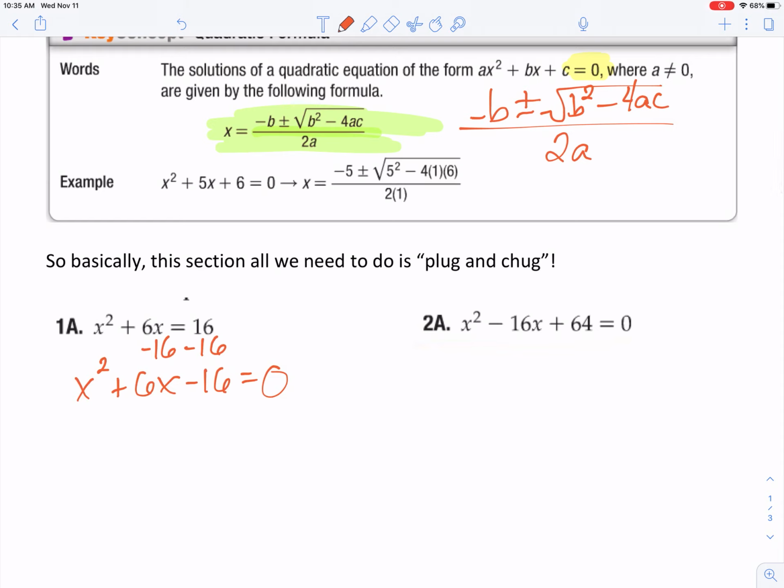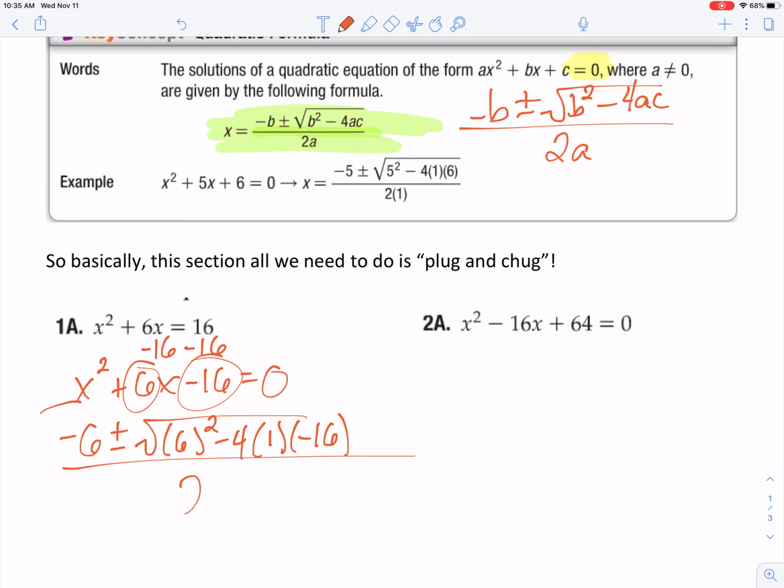For negative b, look at the b value. That's 6. Negative 6 plus or minus the square root of 6 squared minus 4. What's my a value? Because there's not a number written here, that means your a value is going to be 1. Then the c value is negative 16. Watch out, if it says minus, that means your number is negative, so make sure you grab that negative sign with it. Over 2 times 1. Like I said, it's a little tedious to solve, but it's foolproof. You're always going to get the right answer.